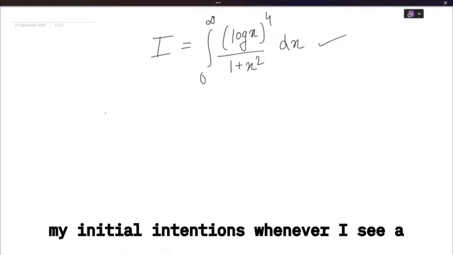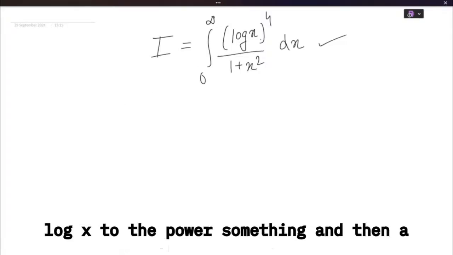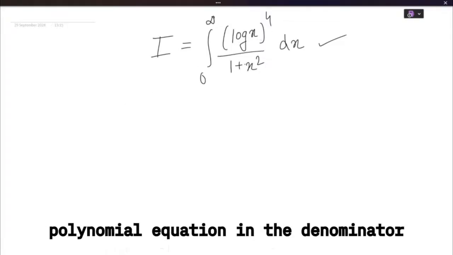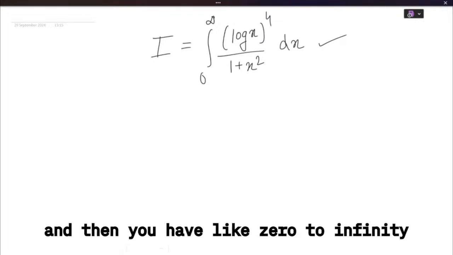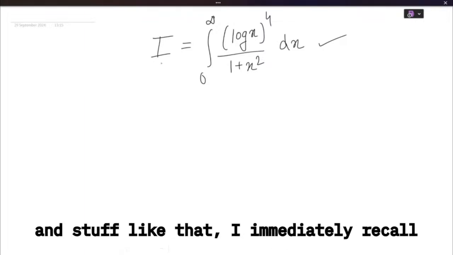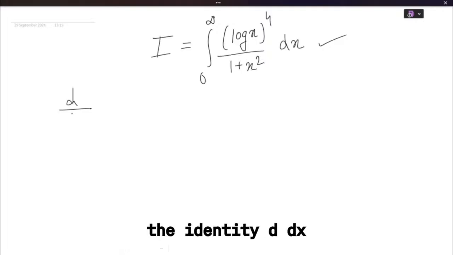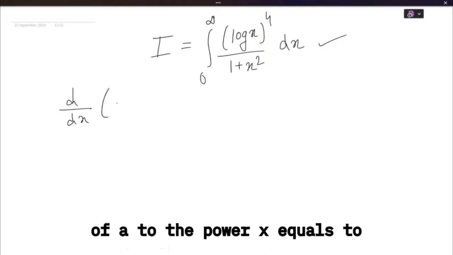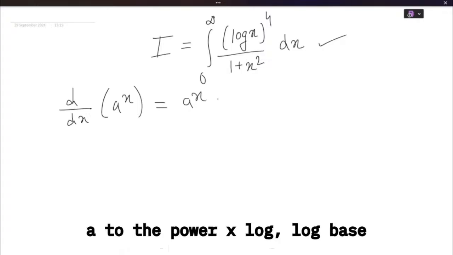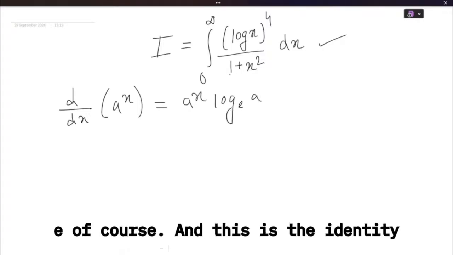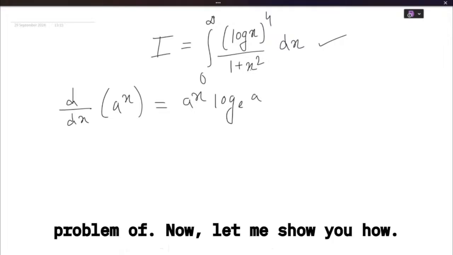But my initial intention, whenever I see a log x to the power something and then a polynomial in the denominator, and then you have 0 to infinity and stuff like that, is to immediately recall the identity d/dx of a to the power x equals a to the power x log base e of a, of course. And this is the identity that we're going to base the whole problem on. Now let me show you how.